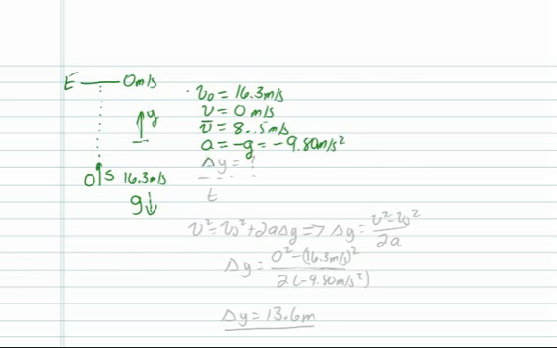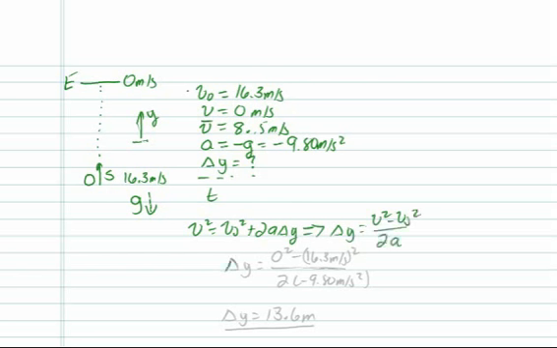And what we are looking for is delta y. And the other thing we don't know is t. So let's see what we can do. We have one equation that we can use to solve everything. V squared equals V0 squared plus 2a delta y. Solving for delta y: V squared minus V0 squared over 2a.